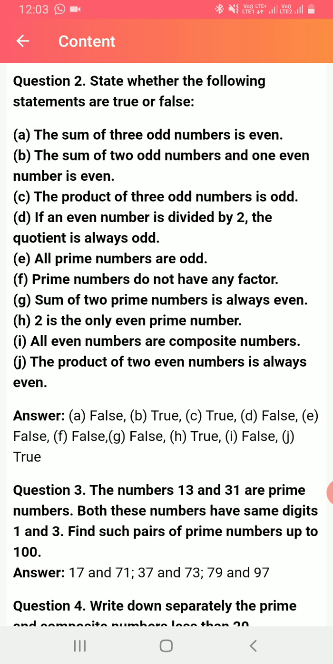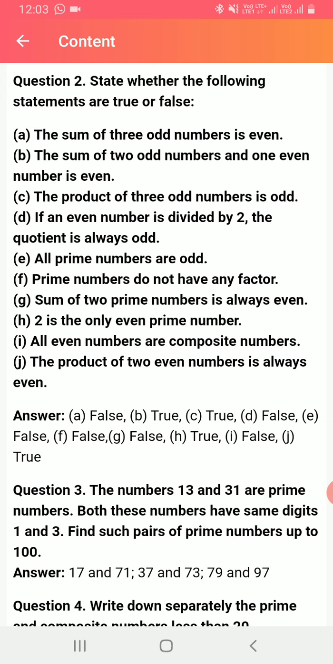The sum of two odd numbers and one even number is even. Is it true? Yes, it is true. When you add two odd numbers, you will get an even number. With an even number, if you add another even number, what will you get? You will get an even number only.